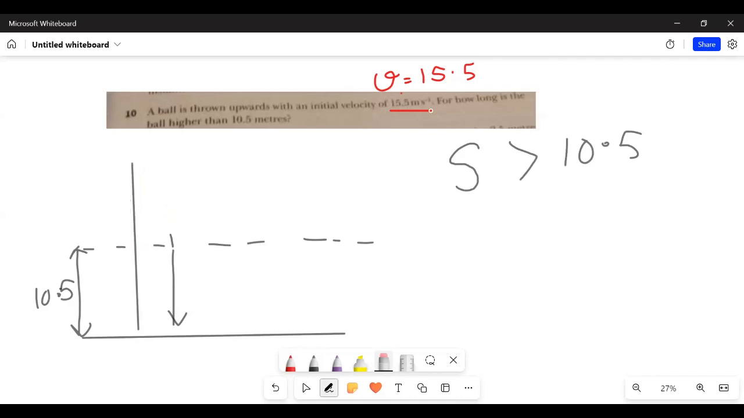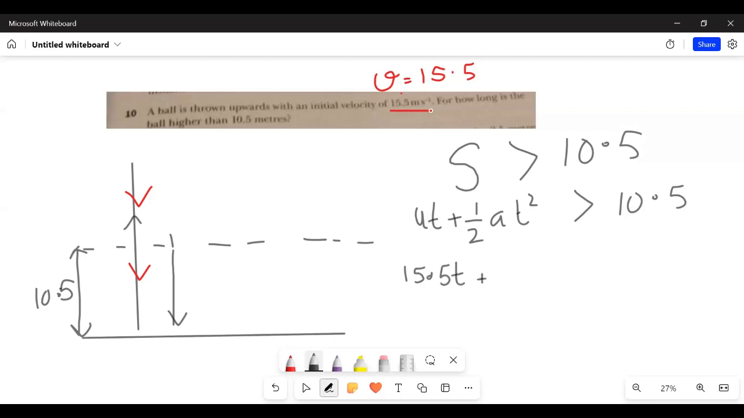Actually, it's not really a bend here, so I don't want to confuse you guys. It goes up like this, and then it comes down in the same direction. It does not bend and make a U shape. So that was slightly misleading. Okay. So for what value of t is the distance going to be greater than 10.5? Okay, so we're going to use the equation of motion. S equals ut plus half at square, greater than 10.5. U is 15.5.